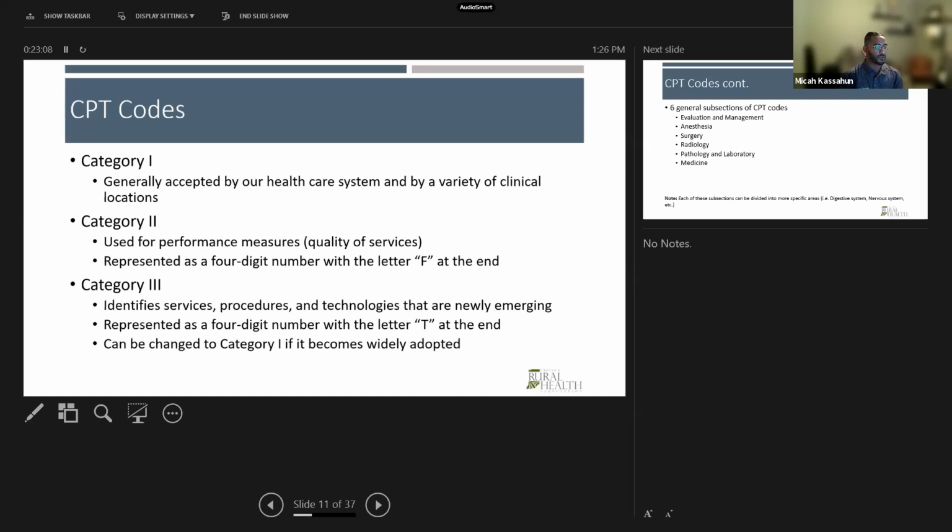And then category 3, this is similar. Regarding the question of manufactured synthetic drugs, these are category 3s. So they identify services, procedures, and other technologies that are newly emerging, represented as a 4-digit number with the letter T at the end. So if you see the letter T after 4 numbers, you know that this is category 3. This is a newer code.